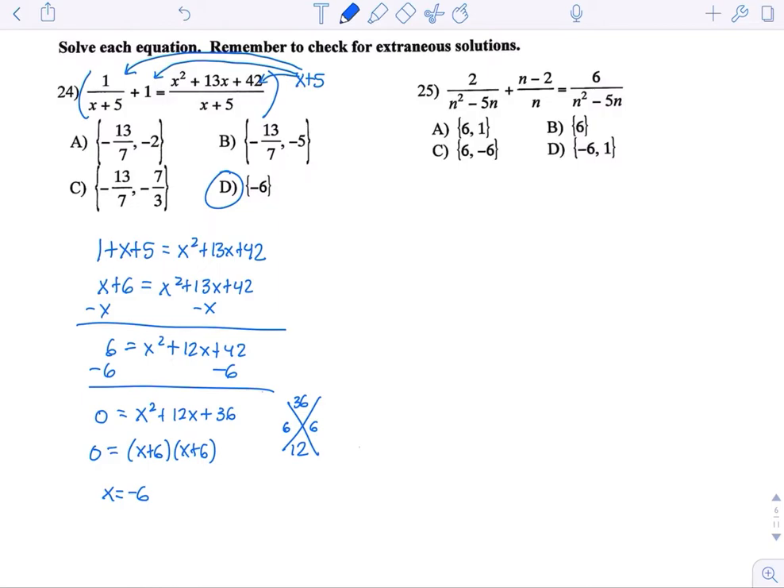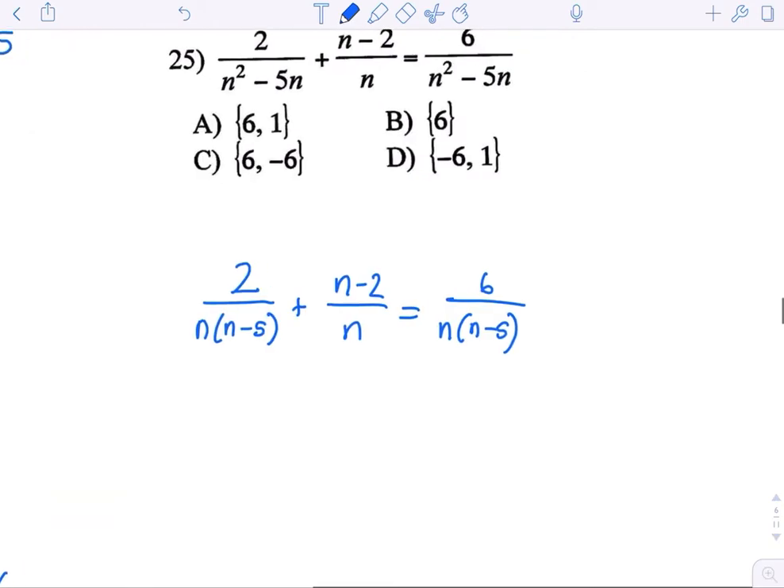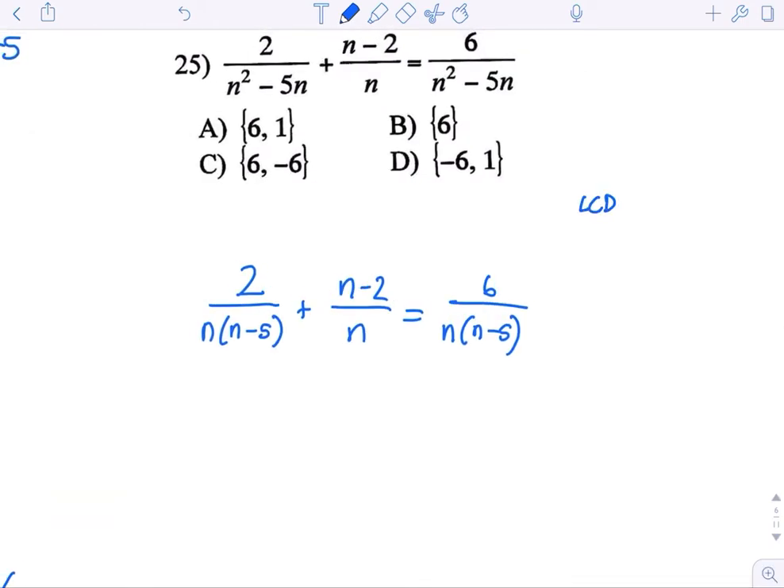Alright, next one. Okay, so do you guys see this one? I see that you can factor out an n from the denominator. So that one's factored, and this one you can factor out an n as well. Okay, so that would be our equation. So then your LCD for this problem would be n times n minus 5. So that's what we're going to multiply the whole thing by, n times n minus 5.